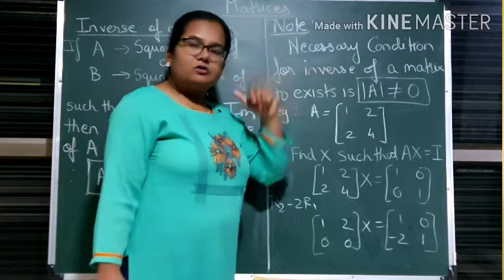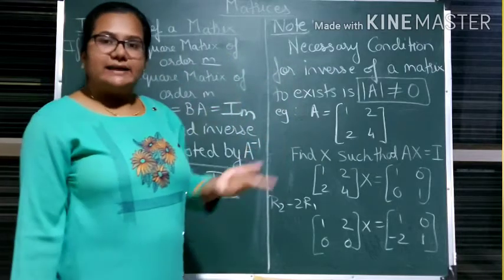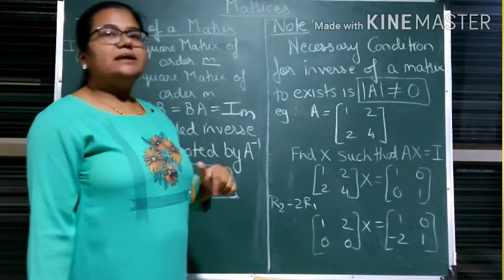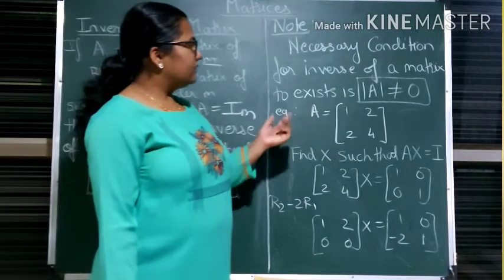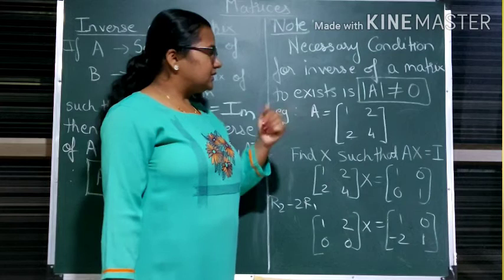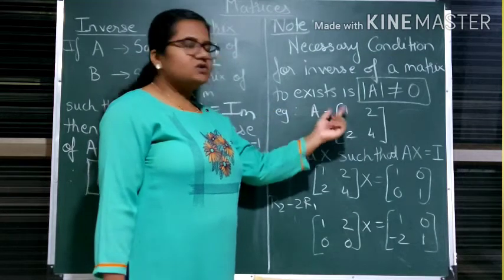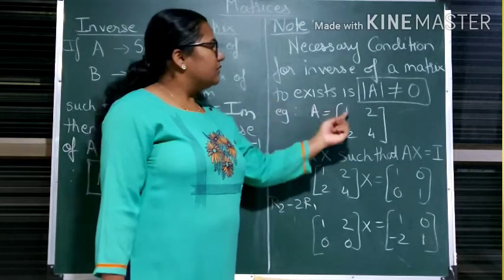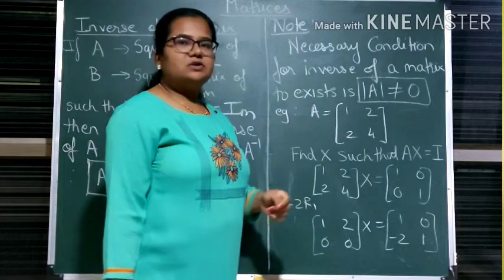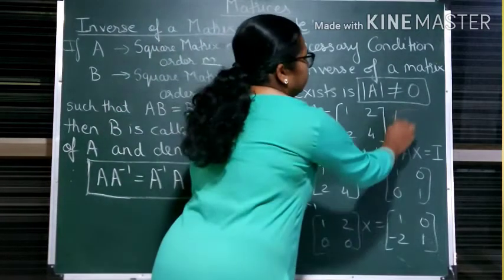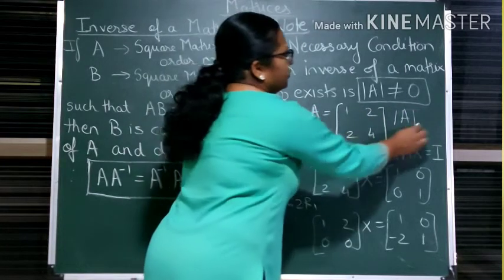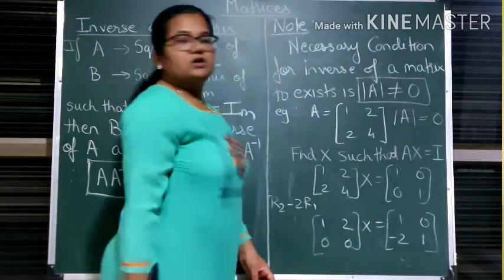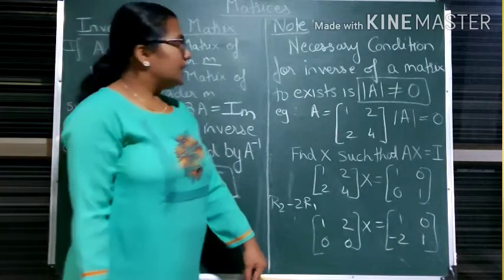If the determinant of the square matrix is not equal to 0, then only that matrix will have an inverse. Now why this condition? I have taken one example here. You can see this matrix A. It is a square matrix of order 2. First row is 1, 2, second row is 2, 4. If you try to find the determinant of this matrix, what is it? 4 ones are 4, 2 twos are 4. 4 minus 4 is 0.